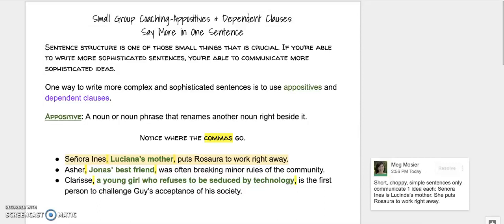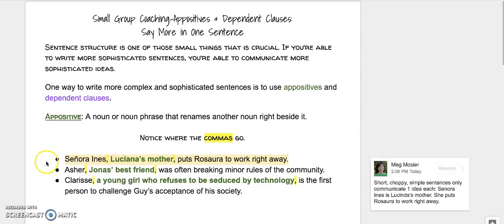And one of the ways that you do that is by communicating more than one idea in a single sentence without making it a run-on sentence. So I'm going to show you two strategies today that you can do that. One strategy is called an appositive, and that's what I'm going to start with.